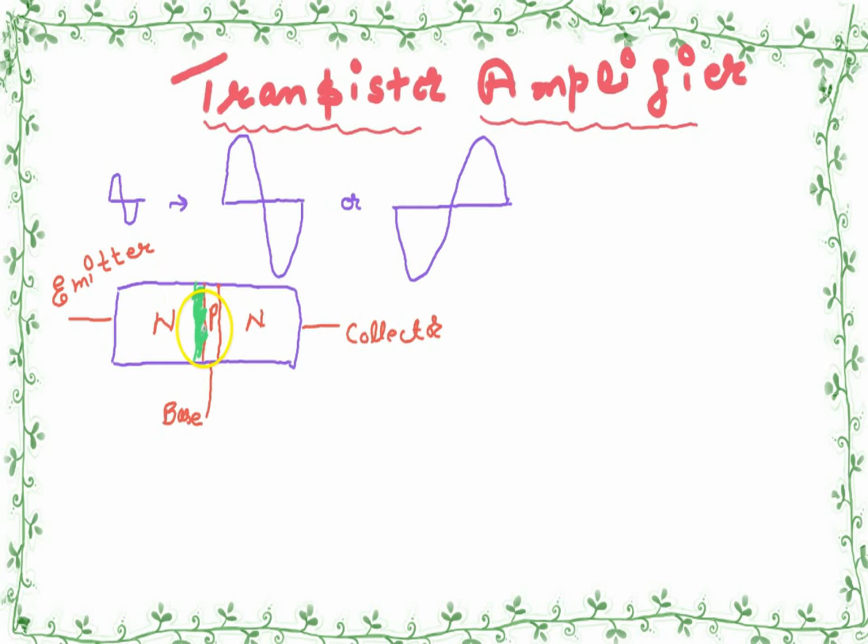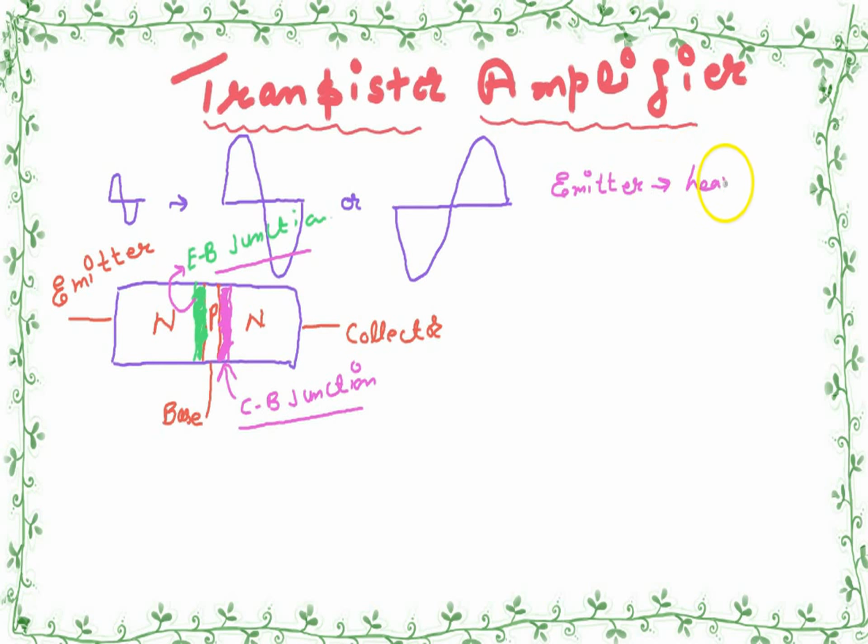There are two junctions. First of all, the emitter base junction. This junction has to become forward biased. This is the emitter base junction, and there is a second junction, the collector base junction. This is the collector base junction. So there is an emitter, base, collector.